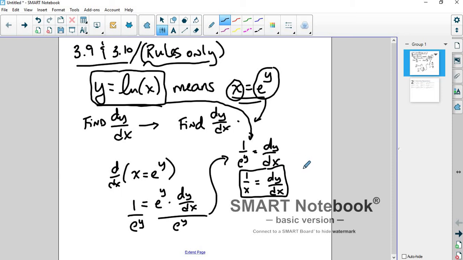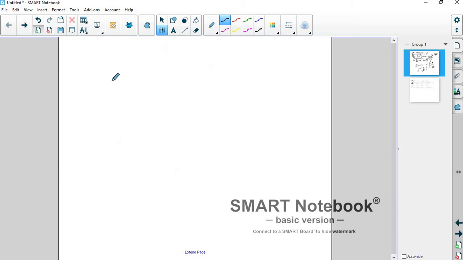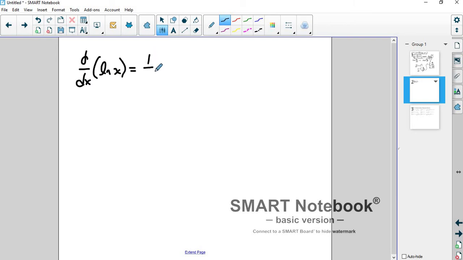And so that's the rule that we're going to utilize: the derivative with respect to x of the natural log of x is equal to 1 over x. That's our rule. Add that to your list with your sine and cosine and e to the x and all that kind of stuff. And so how does this look? Here's a couple of examples.